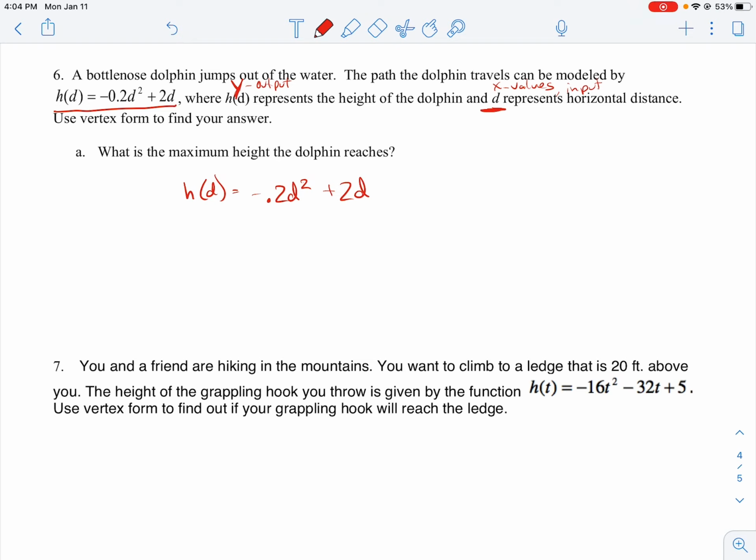Okay, so the first thing I'm going to have to do is factor out that negative 0.2. So by doing so, I end up getting this. Okay? But what's nice about this equation, and let me go get my calculator. Hold on.